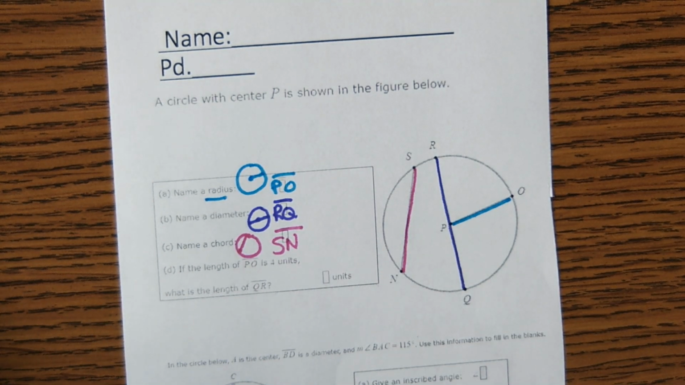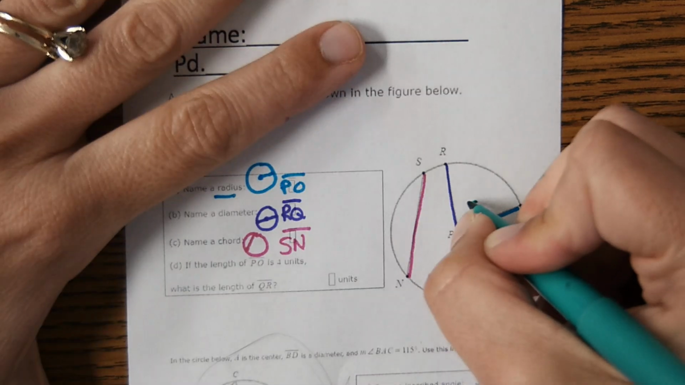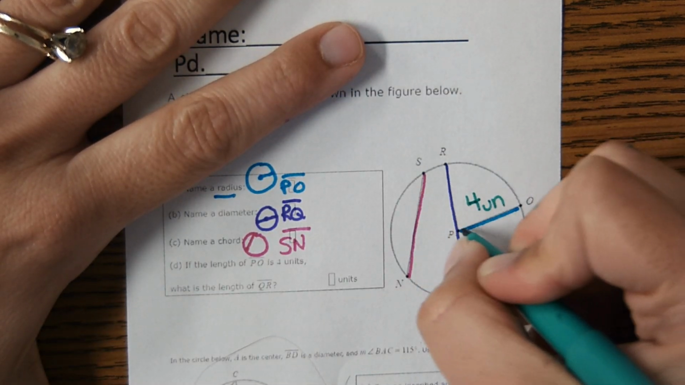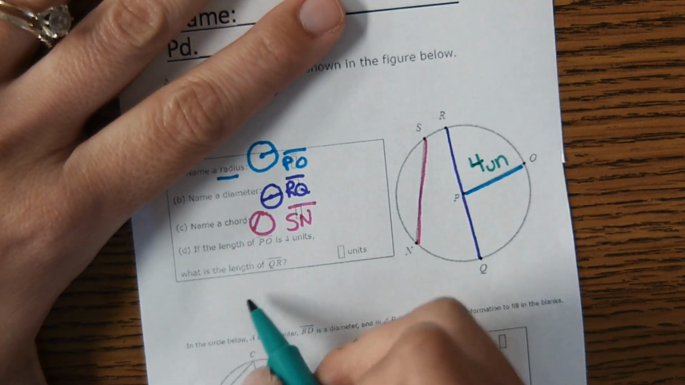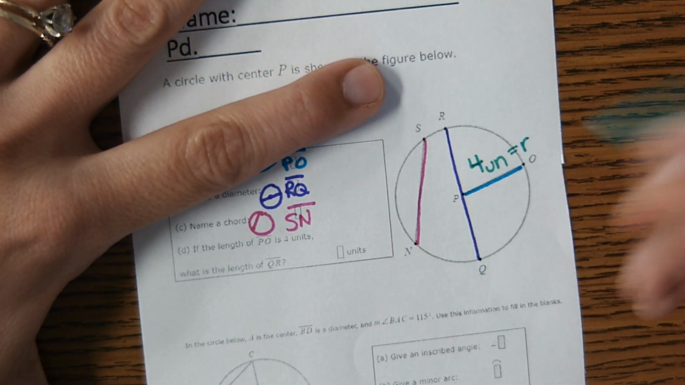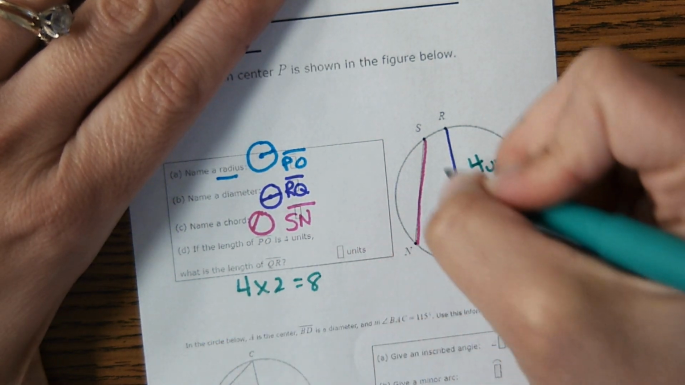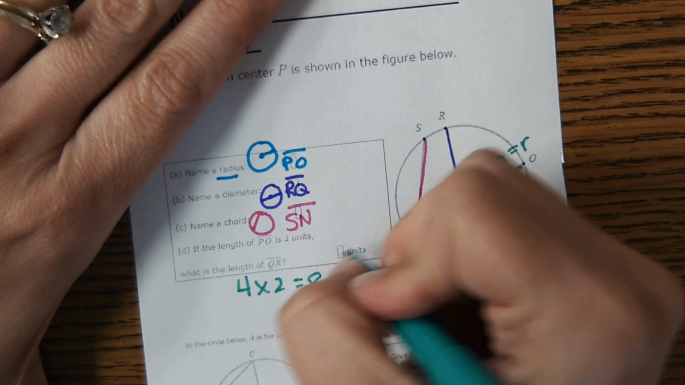If the length of PO is 4 units, so this length right here, what is the length of QR? Well, if this is 4 units, that would be the radius. So QR would be the diameter. We can do 4 times 2 to get 8. And then QR would have to be 8 units.